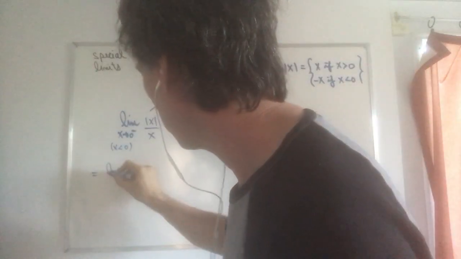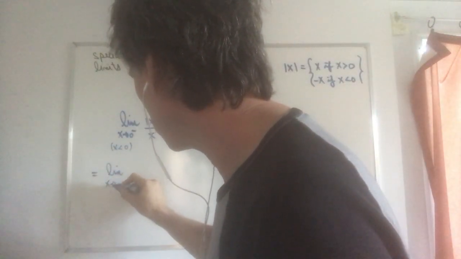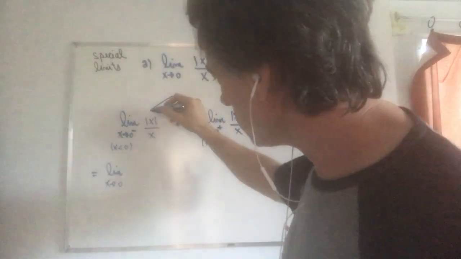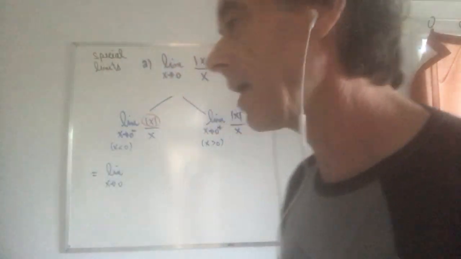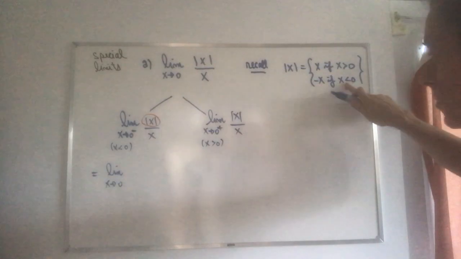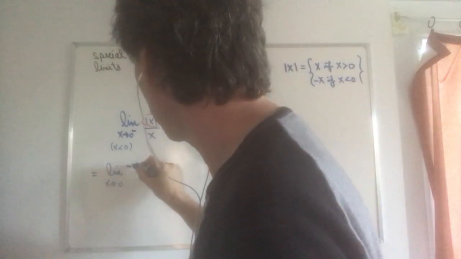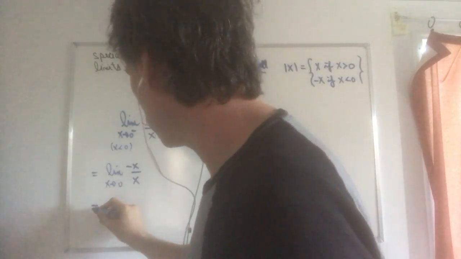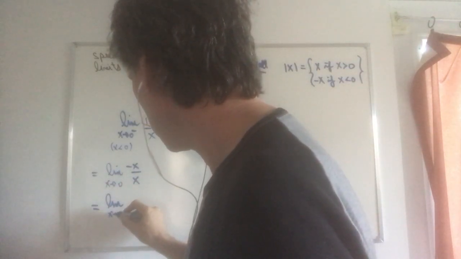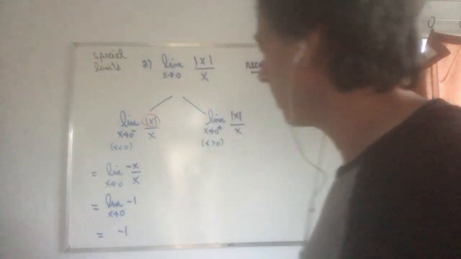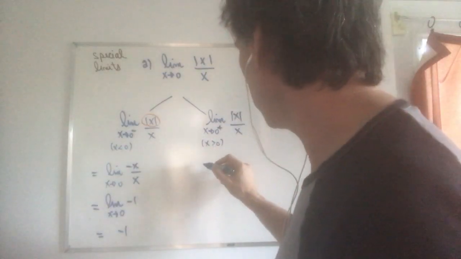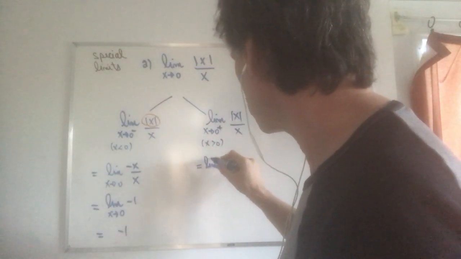For example, here, this is the limit as x approaches 0. I don't have to write the negative anymore, because I'm going to replace the absolute value of x by minus x, because my x is less than 0. The x's cancel. This is the limit as x approaches 0 of minus 1. So it's minus 1. On the right side here, what do I have? I have the limit as x approaches 0.